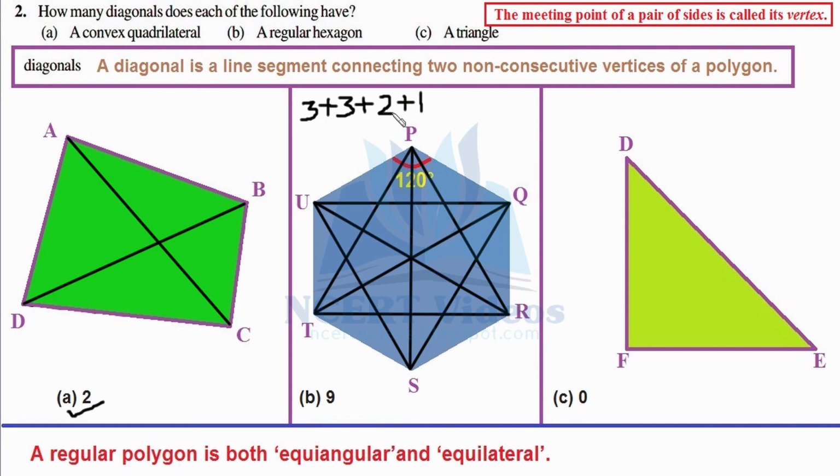Now let's add them up. 3 plus 3 is 6, 6 plus 2 is 8, 8 plus 1 is 9. Therefore answer for B is equal to 9 diagonals.